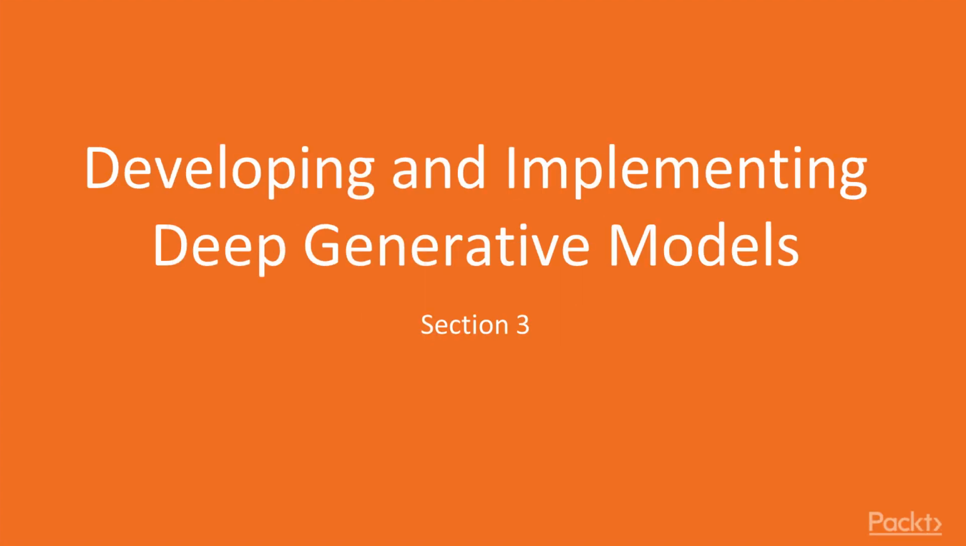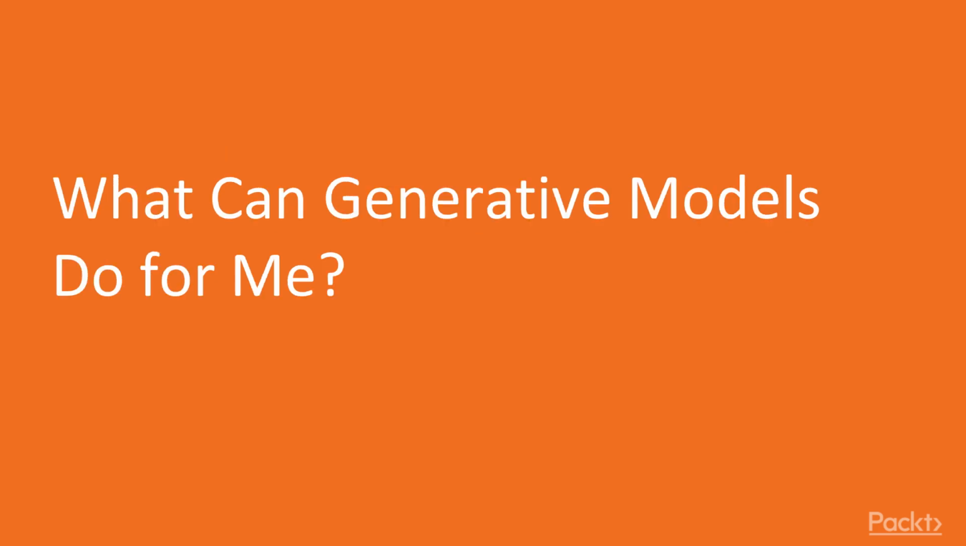Welcome to Section 3 of the Mastering Keras course. In this section, we're going to be looking at how to develop and implement deep generative models. In particular, we're going to be looking at GANs and autoencoders. So I'll talk about them briefly in this introductory video. And here we'll also talk a little bit about what these generative models can do for you, and in particular, what we're going to look at them doing in this course.